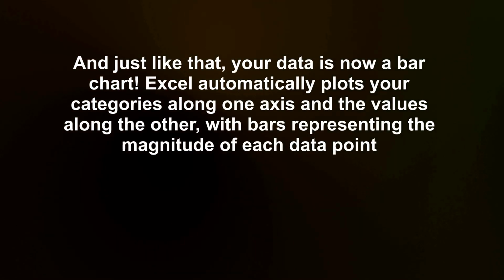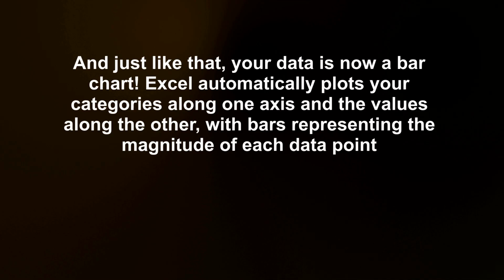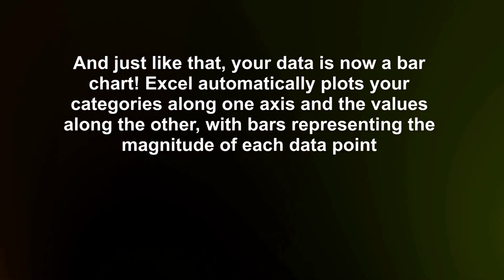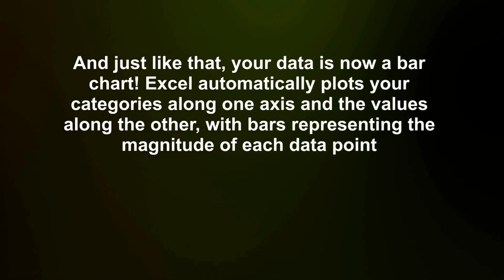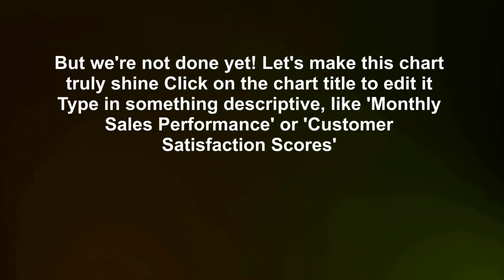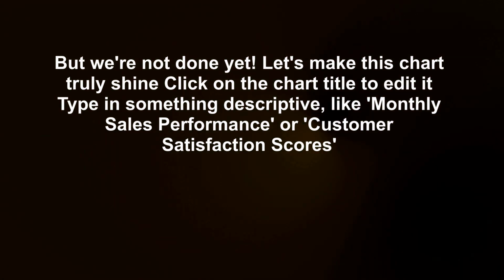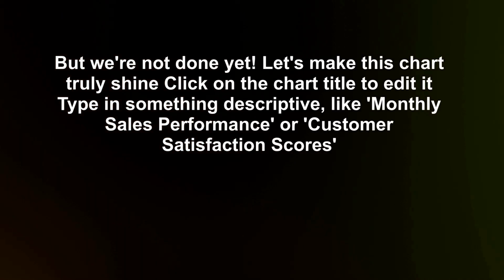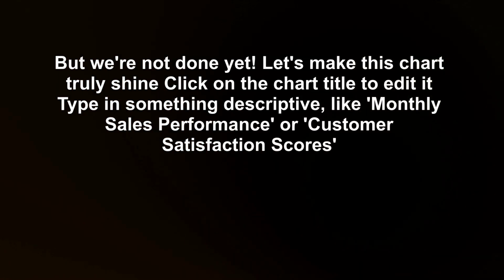Excel automatically plots your categories along one axis and the values along the other, with bars representing the magnitude of each data point. But we're not done yet. Let's make this chart truly shine. Click on the chart title to edit it. Type in something descriptive, like monthly sales performance or customer satisfaction scores.